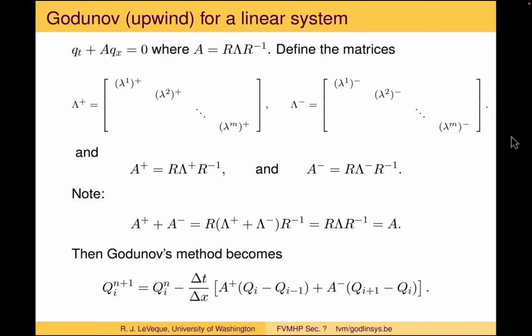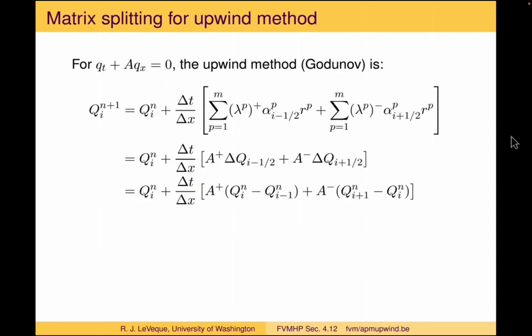So you could, in practice, actually calculate these A plus and A minus and implement it this way, although, again, it's typically more efficient to think about just splitting up each jump into eigenvectors and then summing up the wave contributions, especially when we get into variable coefficient or nonlinear problems where the matrix is changing everywhere.